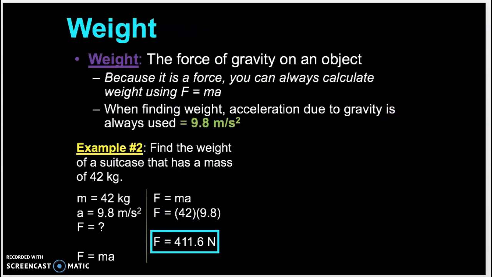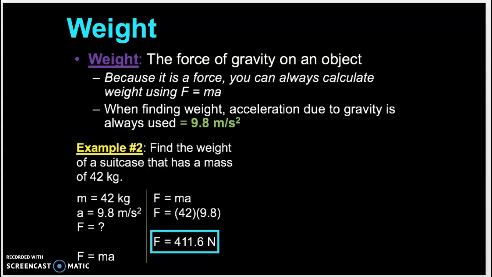Now, weight is the force of gravity on an object. So gravity is always the same. It never changes. It's 9.8 meters per second squared. Never changes. And unlike weight, your mass is not affected by gravity. You only are going to have the same gravity no matter how much you weigh.